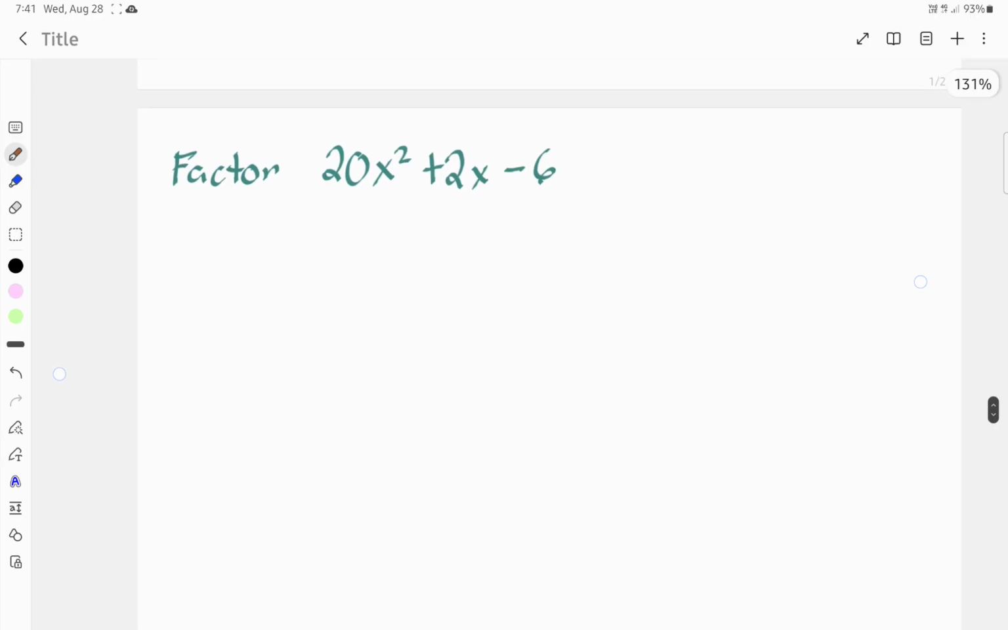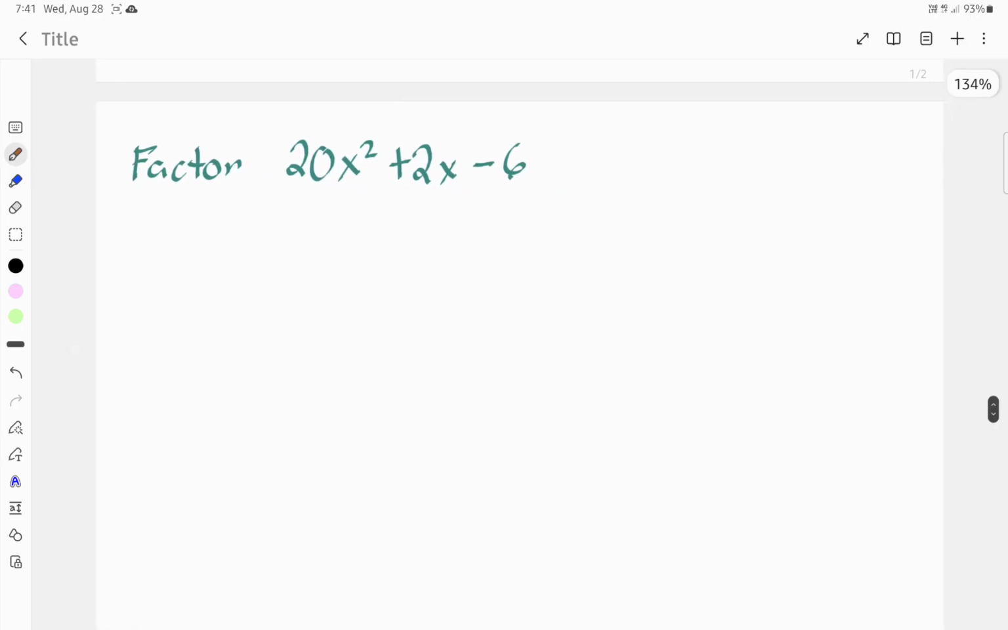Okay, let's have this. We have now 20x squared plus 2x minus 6. Now, looking now at this expression, there is a common factor, which is 2. Am I right? So, divide 20x squared by 2, that would be 10x squared. Plus 2x divided by 2 will be x. And then negative 6 divided by 2 will be negative 3. Now, you have now this as a partial factor.